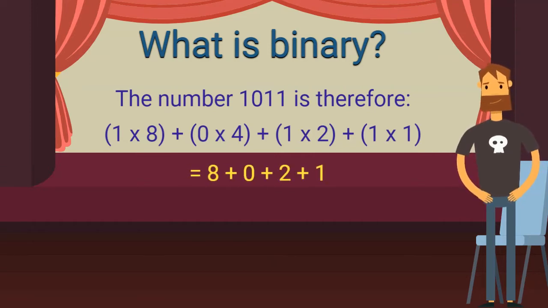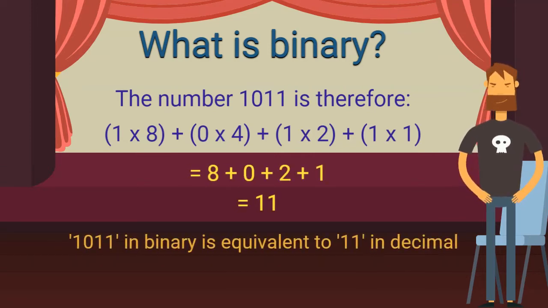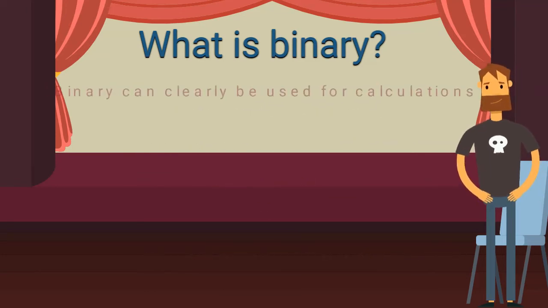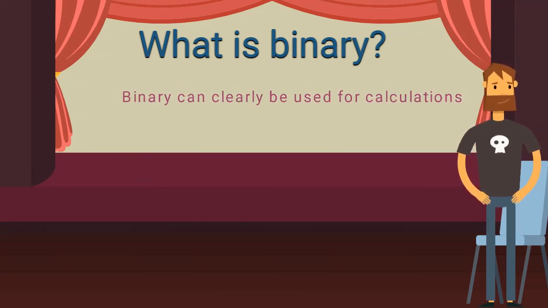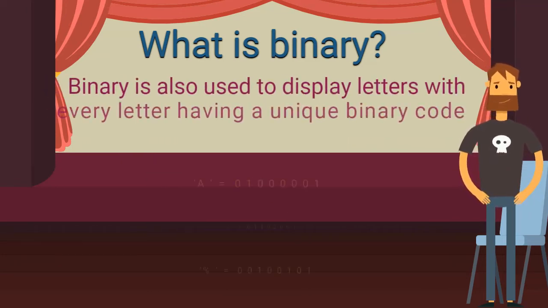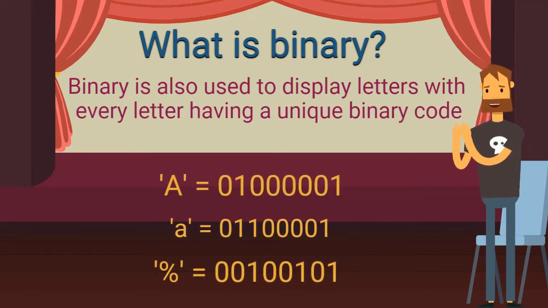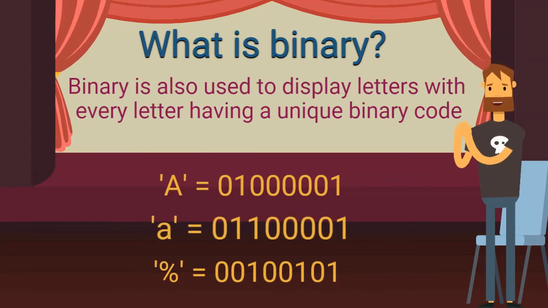1011 in binary is therefore equivalent to 11 in decimal. So clearly, binary can be used for calculations. It is also used to store letters, as every letter and every punctuation mark has its own unique binary code.